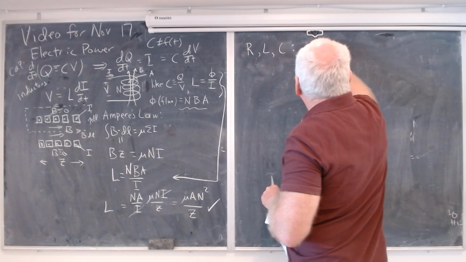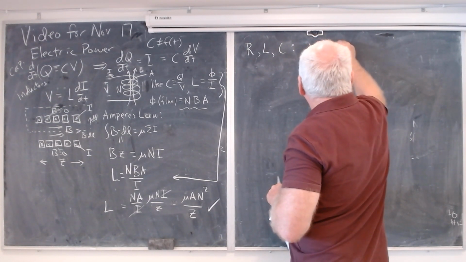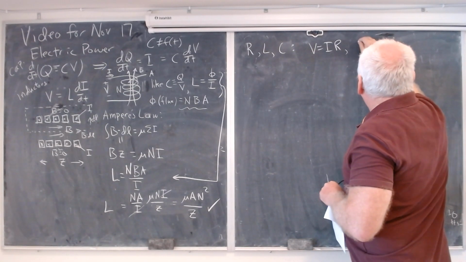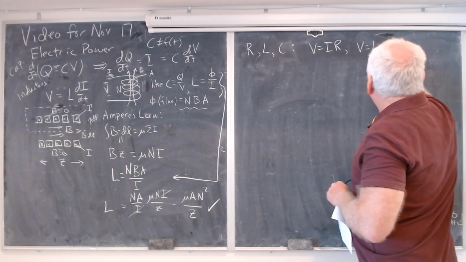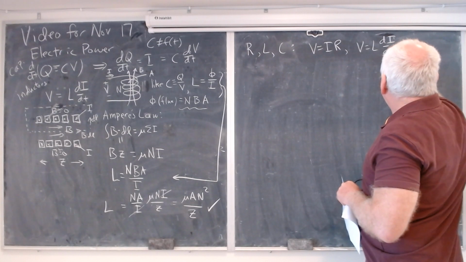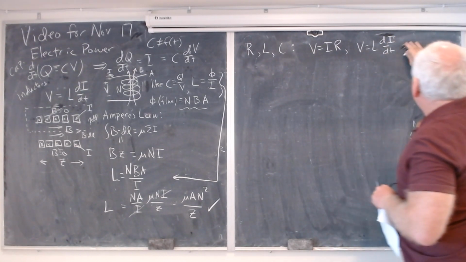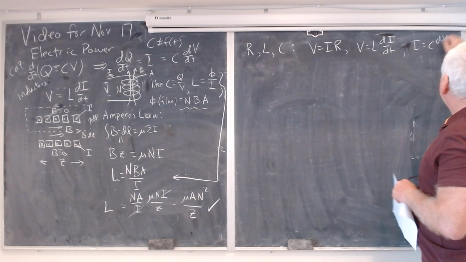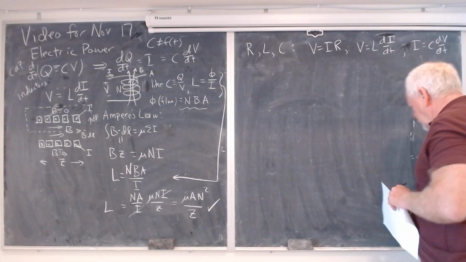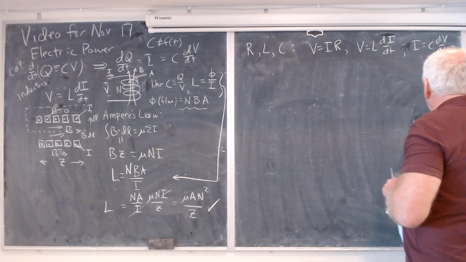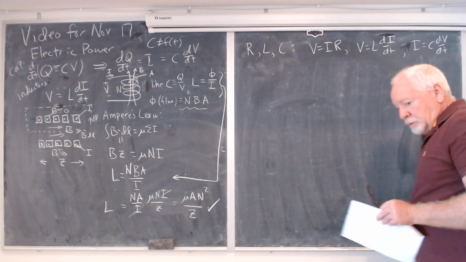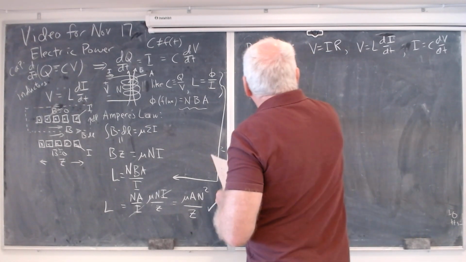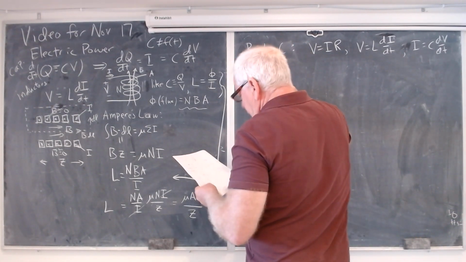V is equal to IR. V is equal to L di dt for the inductor, and I is equal to C dV dt for the capacitor. All right, so now what we're going to do is quickly do a circuit so that you get the idea how to solve problems with circuits.